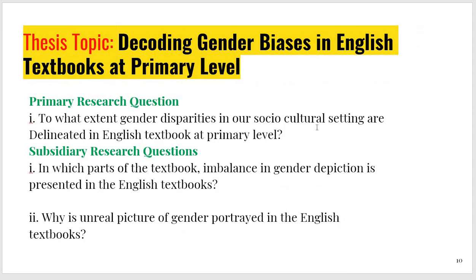Another thesis topic is decoding gender biases in English textbooks at primary level. Primary research question is, to what extent gender disparities in socio-cultural settings are delineated in English textbook at primary level? So here gender disparities is one variable, and their presence, delineation, meaning writing them in English textbooks.